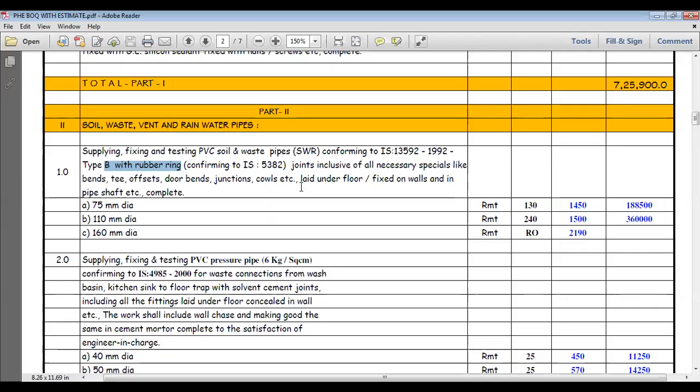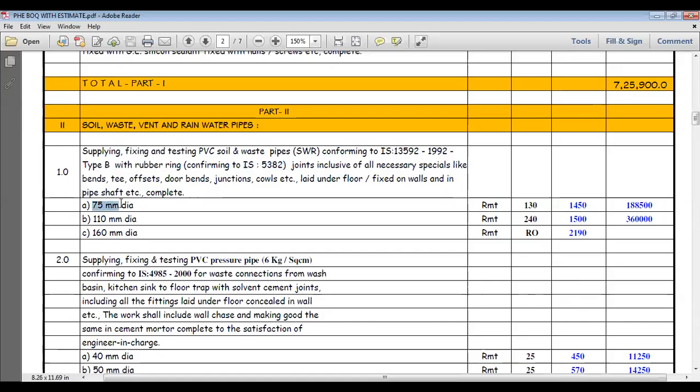Joints inclusive of all necessary fittings: bend, T, offset, door, junction, cowl, etc. Laid under floor or fixed in the wall, and pipe inside the shaft also. Pipe in shaft, etc. Complete. For all the cases, you have to put like that. This is the description of the pipe, the standard of the pipe. This is the highest standard. For the joint also, highest standard, everything we have provided.